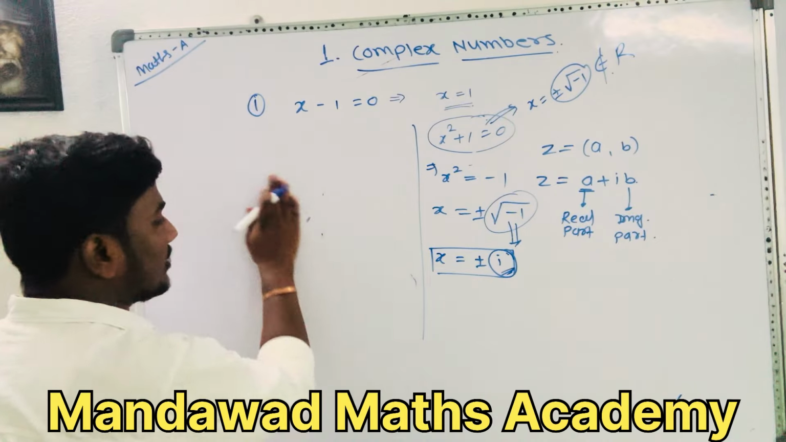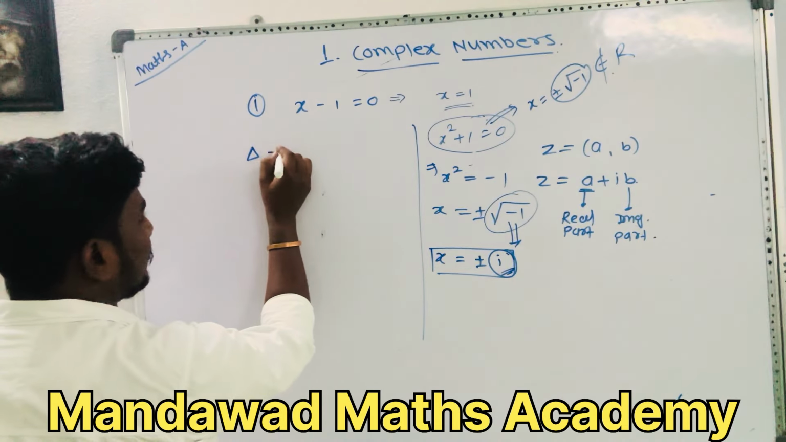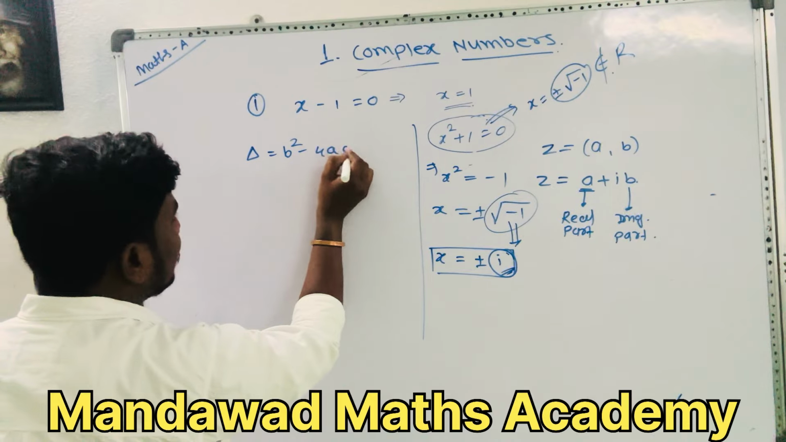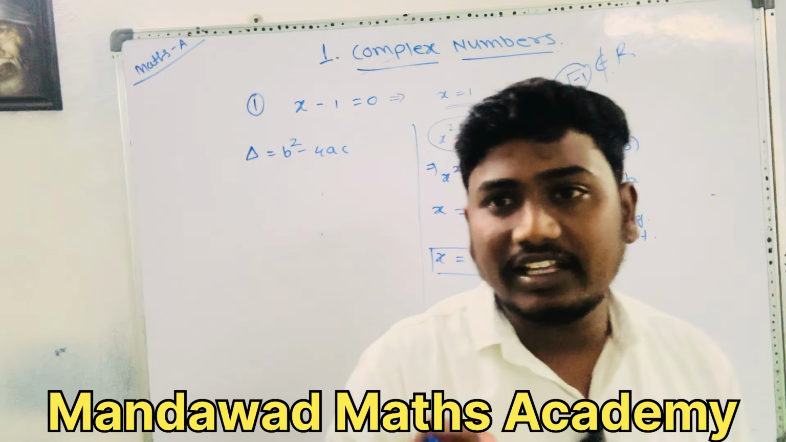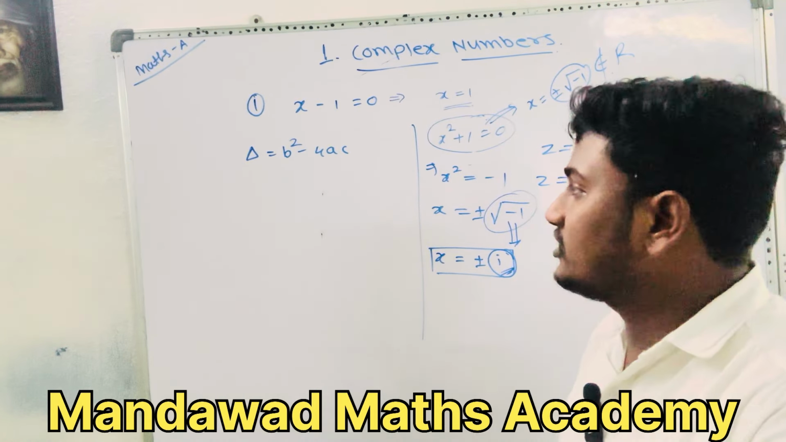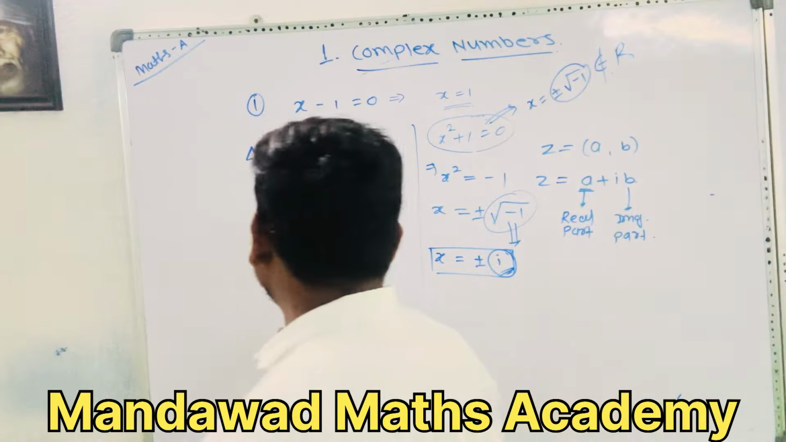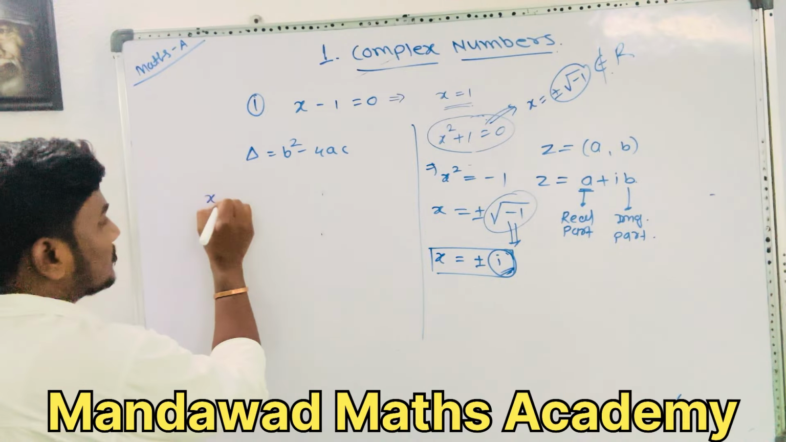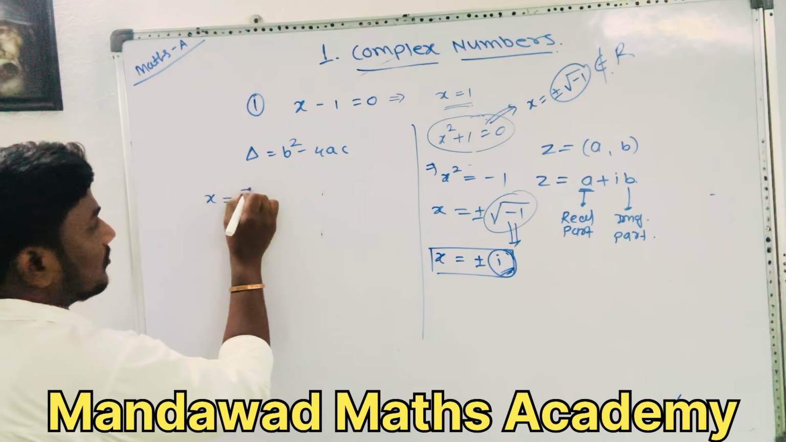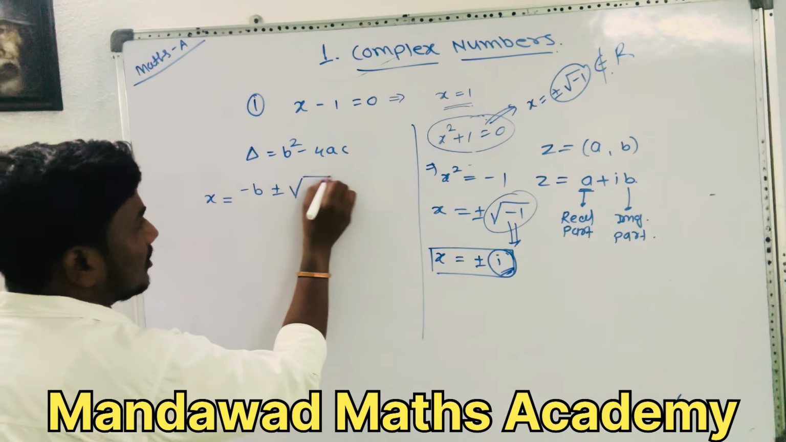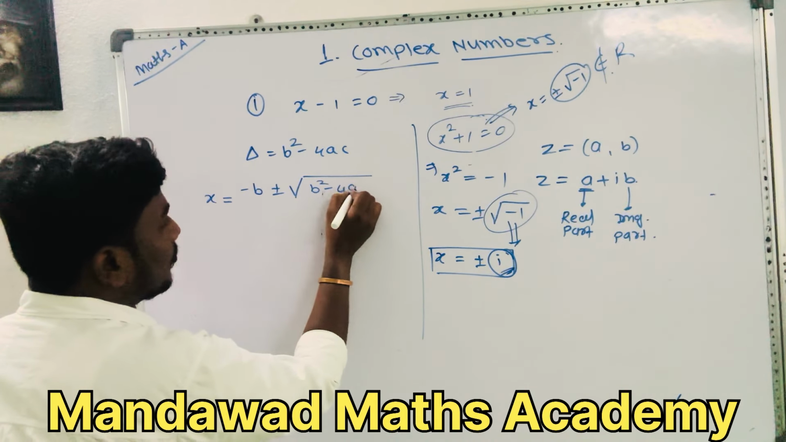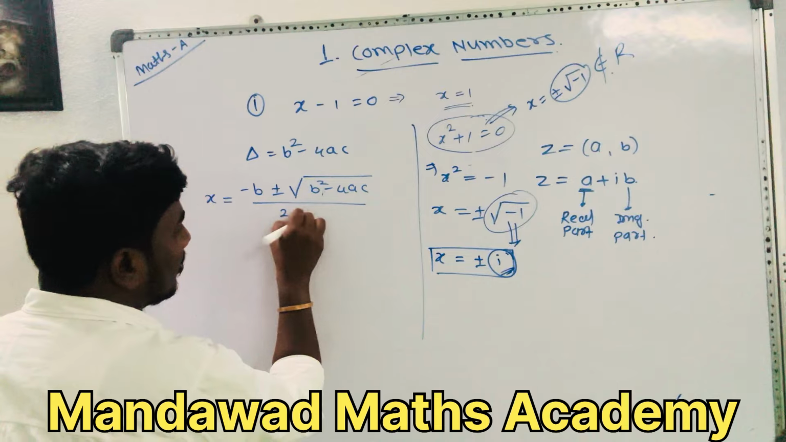We have studied in the 10th class, what is the value of delta? Delta is nothing but b square minus 4ac. Am I right? We have studied in the quadratic equation. Delta is equal to b square minus 4ac. This is called the discriminant. We know what the solution formula method is: x equal to minus b plus minus under root b square minus 4ac divided by 2a.